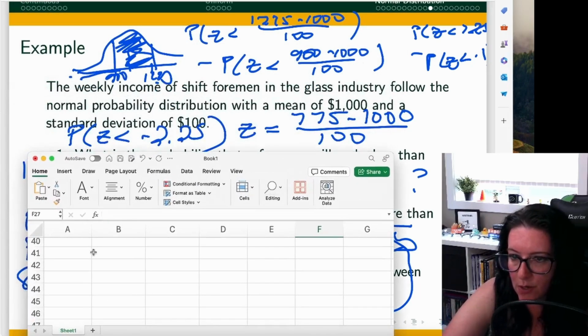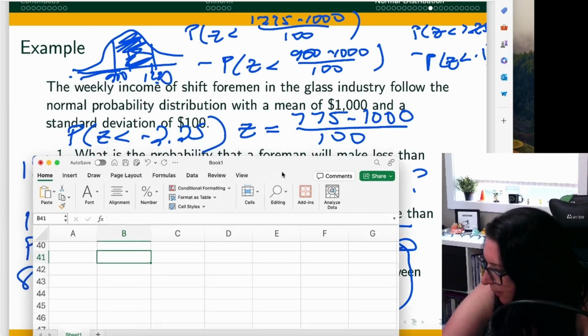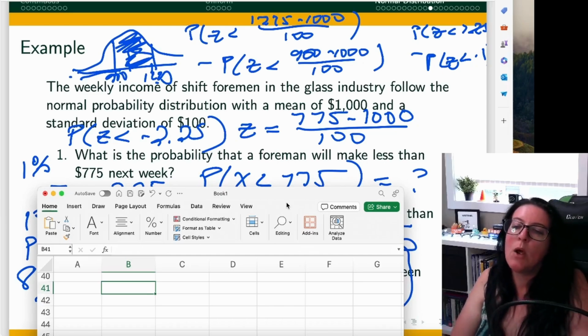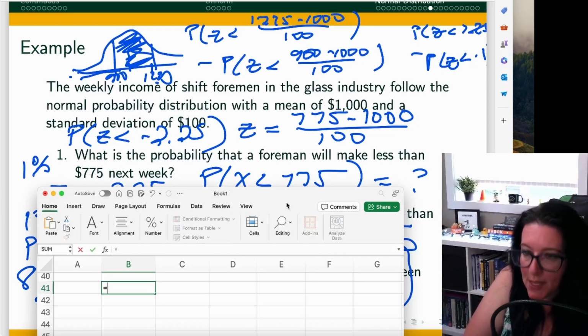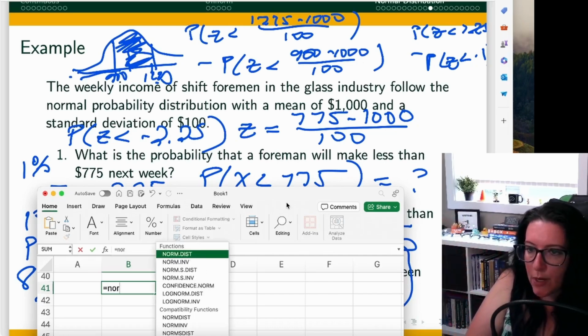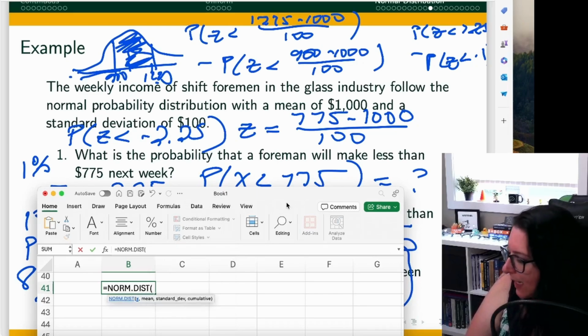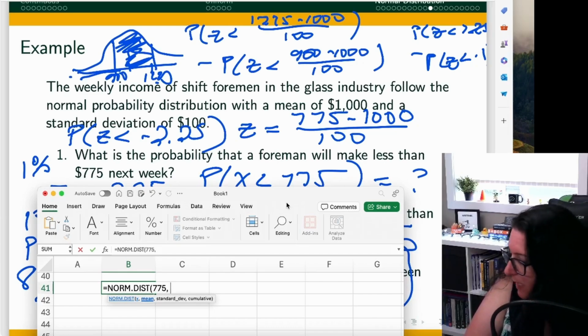still see our questions. Okay, so what if I want to do this first calculation all in Excel? Well, I can have Excel do both the z-score and the lookup all in one action. So what we're going to do is go to normal distribution, norm.dist, and notice it asks for x. In this case, that's 775. And then I want it to find the z-score, so I'm going to give it a mean of 1,000, a standard deviation of 100.